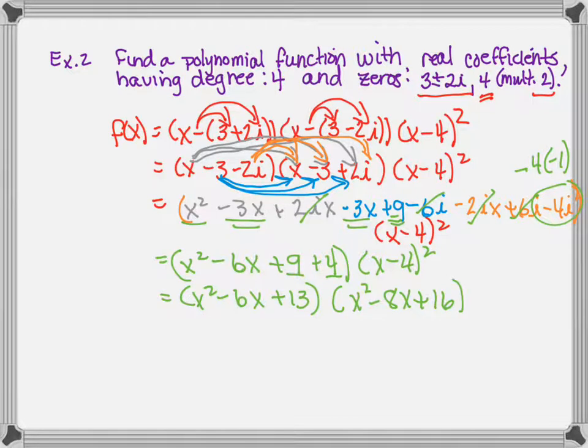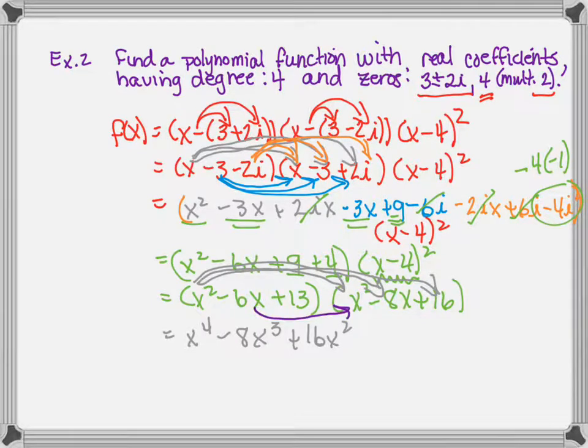Now I'm going to multiply my first trinomial by my second trinomial. So again, we're doing 9 multiplications. So I have x squared times x squared is x to the 4th. X squared times negative 8x is negative 8x cubed. X squared times 16 is 16x squared. Negative 6x times x squared is negative 6x cubed. Negative 6x times negative 8x is positive 48x squared. Negative 6x times 16 is negative 96x.